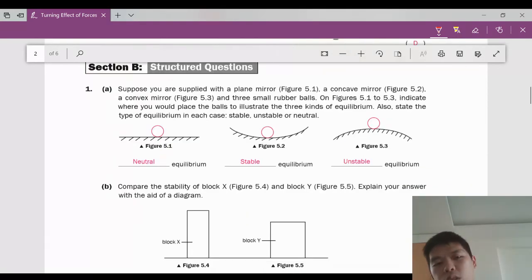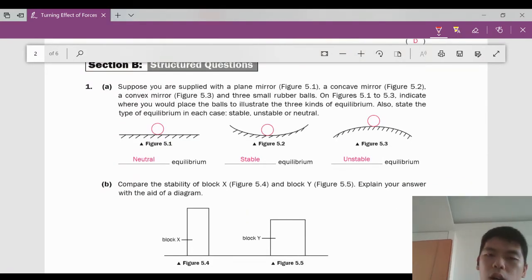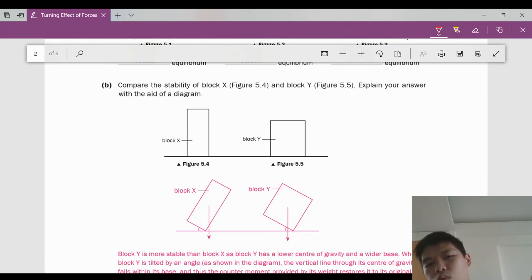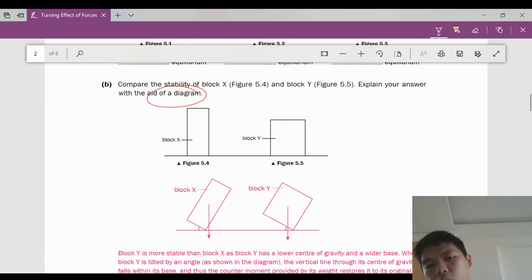All right, let's look at question 1 for section B. We have explained already. This is stable. First one is neutral, the last one is unstable. Next one, they want you to explain your answer with the aid of a diagram and comment on the stability of block X and block Y.